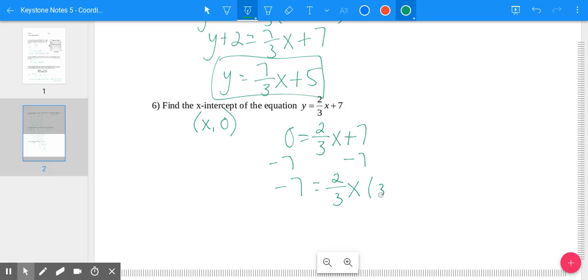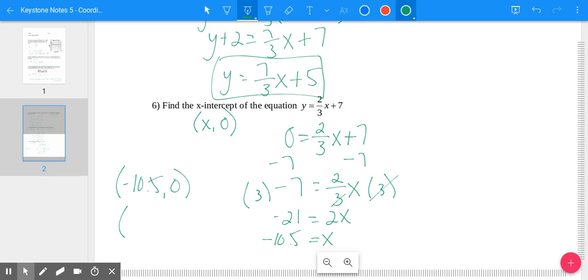So I'll start by multiplying both sides by 3. So we get negative 21 equals 2x, since the 3's over here will cancel. And then if I divide by 2, I'll get negative 10.5. So the x-intercept here is negative 10.5, 0, or your calculator will tell you that that's the same as negative 21 over 2, 0. So however they want you to present your answer, either one would be correct.